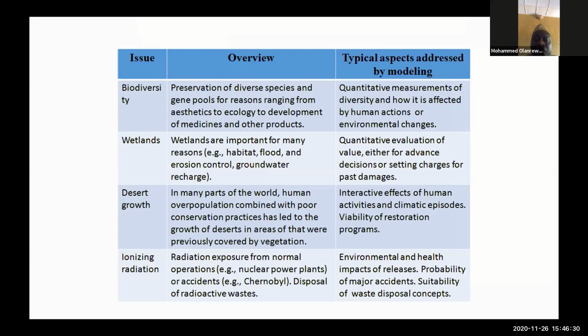Desert growth. In many parts of the world, human overpopulation combined with poor conservation practices has led to growth of deserts in the areas that were previously covered by vegetation. As somebody that wants to work, what will be the typical aspect to be addressed? Interactive effect of human activities and climatic episodes, viability of restoration programs.